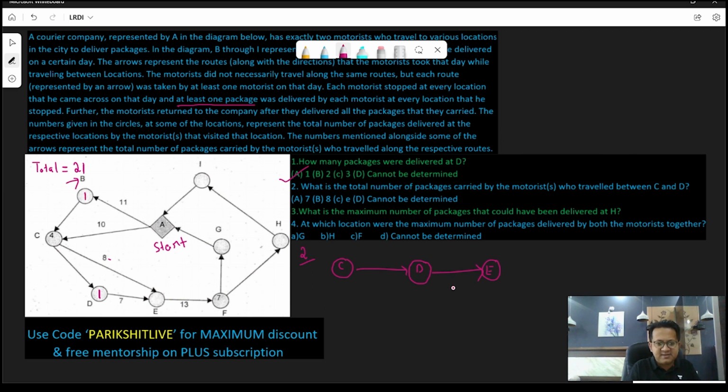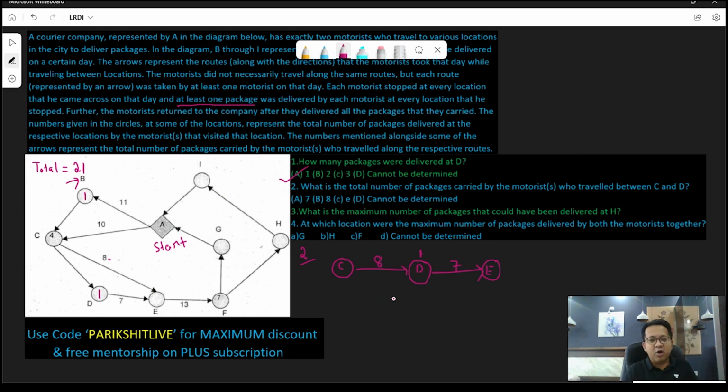D to E, 7 of them are coming, and one of them got delivered at D. So D to E is 7, and at D 1 was delivered. So how many must be coming from C to D? Remember, from D, there is no other way to go. There is just one outward line, which is D to E. So from D to E it is 7 and at D 1, so can I say it simply means C to D must be 8.